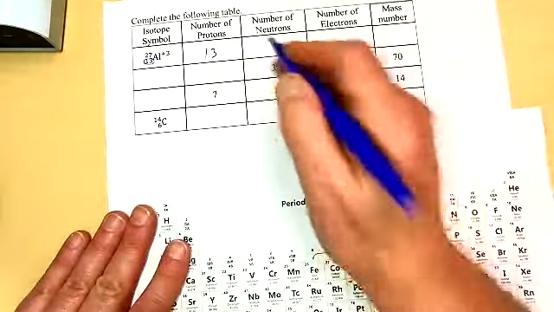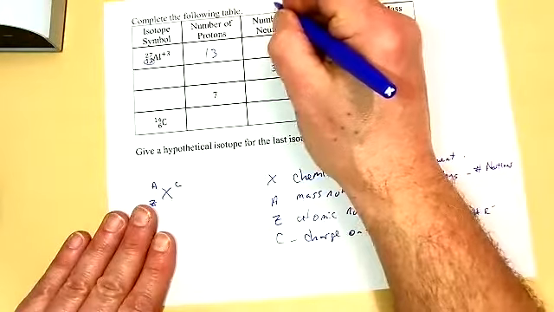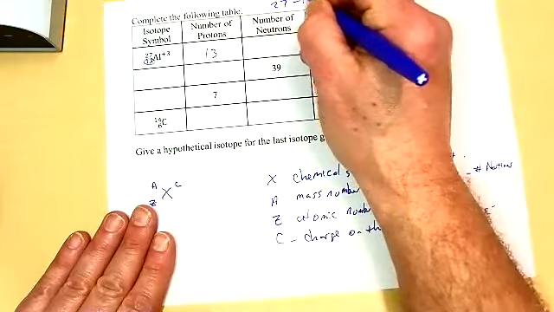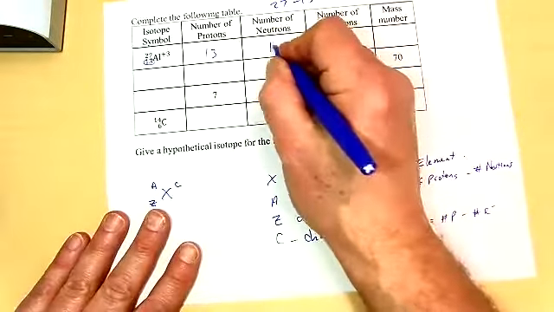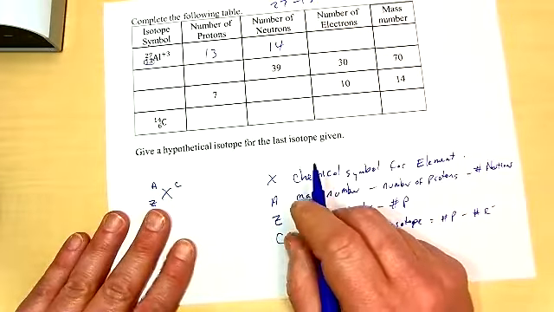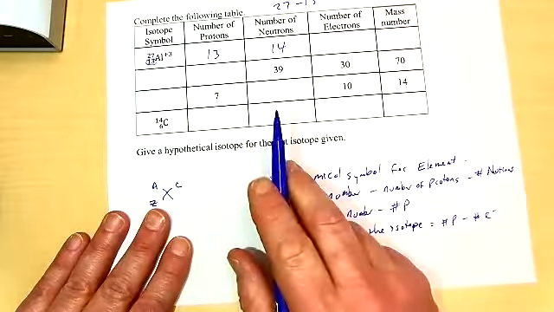The number of neutrons then is just going to be 27 minus 13, and 27 minus 13 is going to give us 14. So we have 14 neutrons plus 13 protons, which is going to equal 27, right?